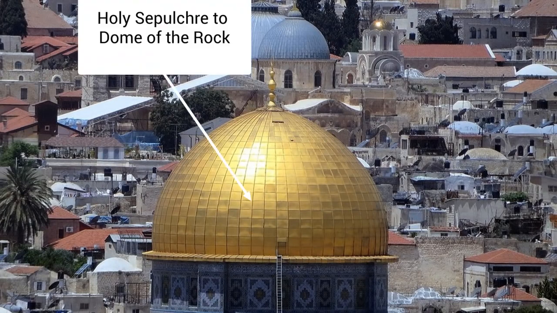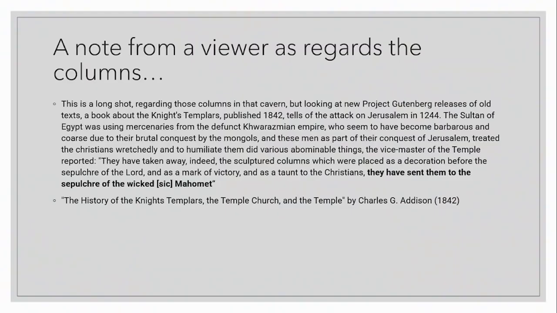I think if they're trying to taunt the Christians, it would make more sense if Muhammad's sepulchre was in Jerusalem. Because how else are the Christians going to be even aware of where they brought these pillars, these decorated pillars? I think it makes more sense if we assume that that's what happened.